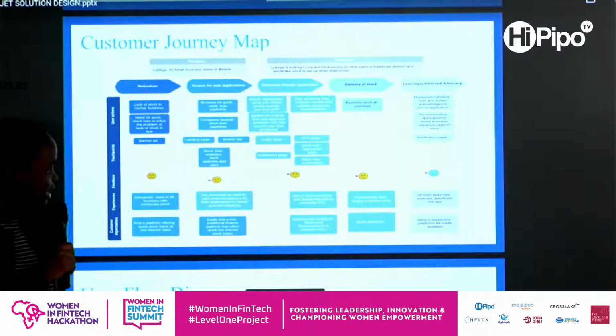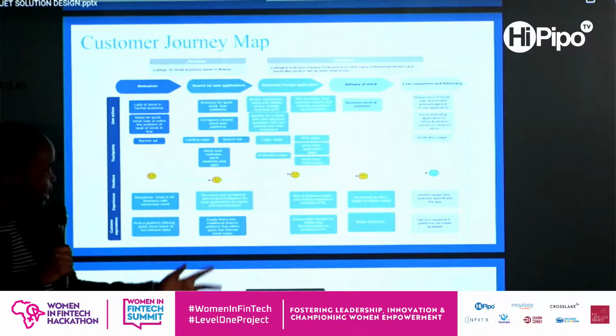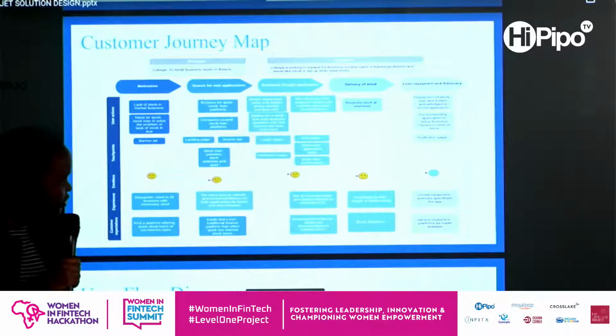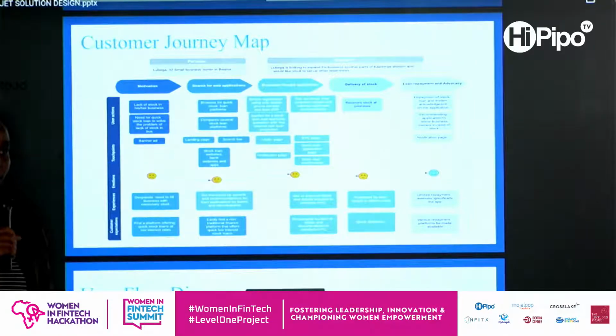There will be a simple registration, which will only require his phone number and a password, and he will get a one-time password. Then he will fill out the KYC, which will take about 10 minutes to be acknowledged and approved or rejected by the admin. Then he will fill out his stock application. He will receive the stock at his premises, and then he will also recommend the app to his fellow small business owners.